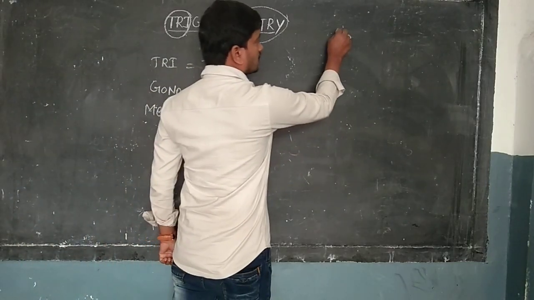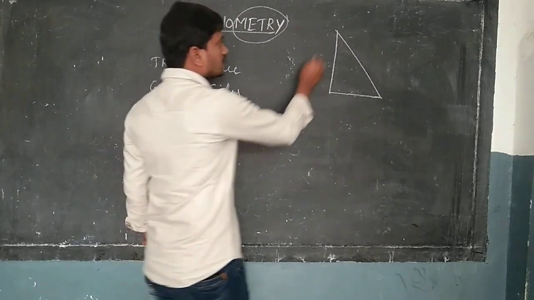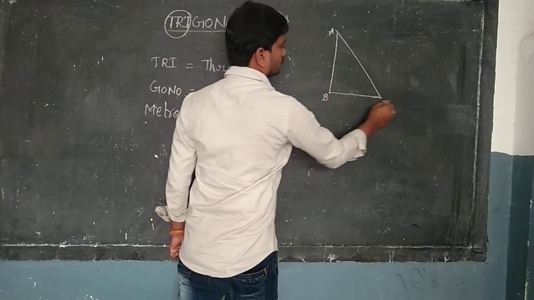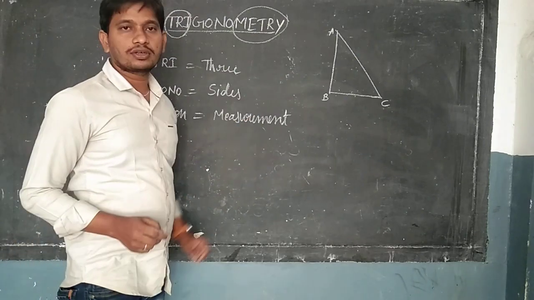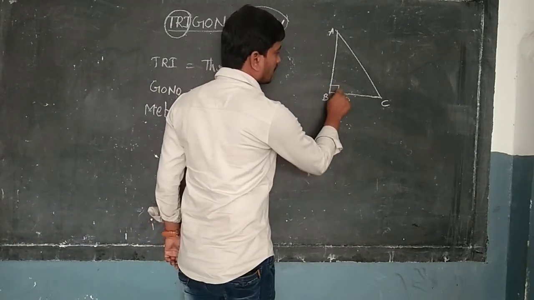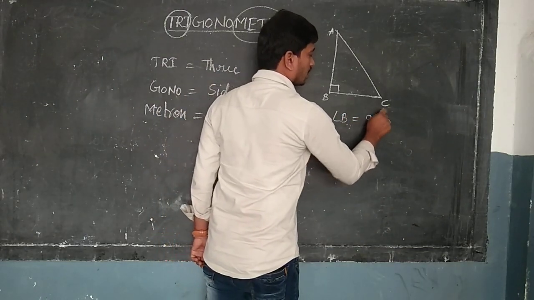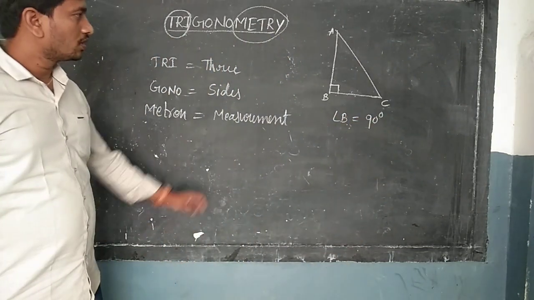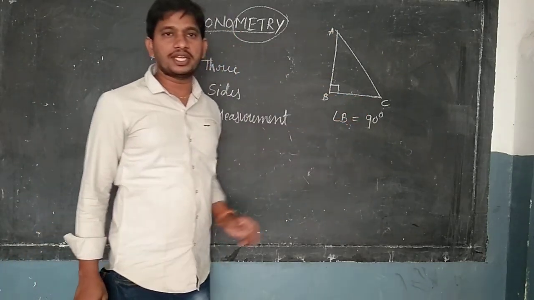Let us consider triangle ABC in which one angle is 90 degrees. I mean angle B equal to 90 degrees. This is our right angle triangle ABC in which angle B equal to 90 degrees.